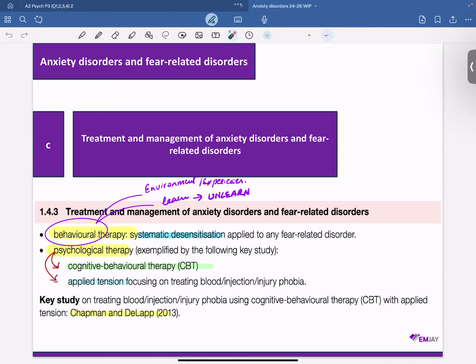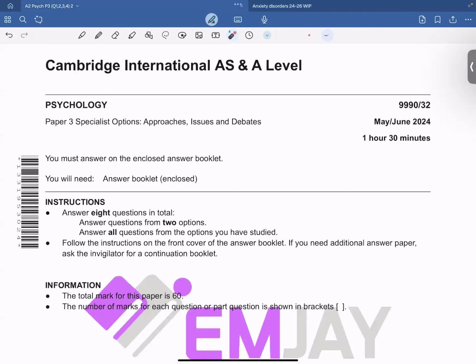Now, for the purpose of revision, we would be picking up this paper from May-June 2024. This is variant 3.2, and this paper, paper 3, as we're all aware, is of 1 hour 30 minutes, and this happens to be a 60-mark paper. So without any further ado, let's take this ahead.